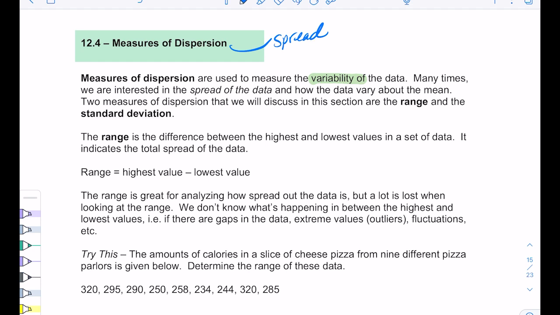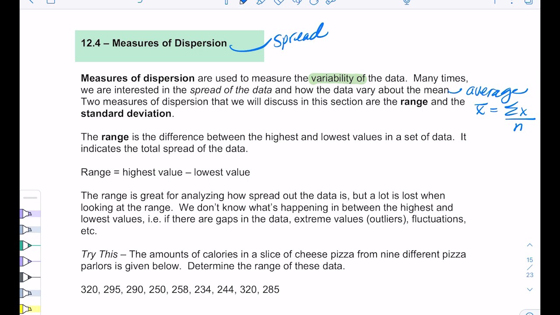So a lot of times we're interested in the spread, like what happens from the lowest value to the highest value, and how do the data vary about the mean. So remember in the last section we talked about the mean, which is just the average. And to find the average, it's the sample average that we're worried about. It's the sum of all the values divided by the total number of numbers.